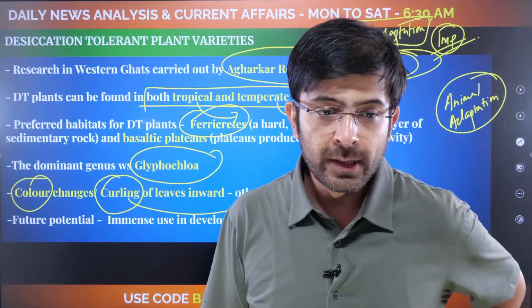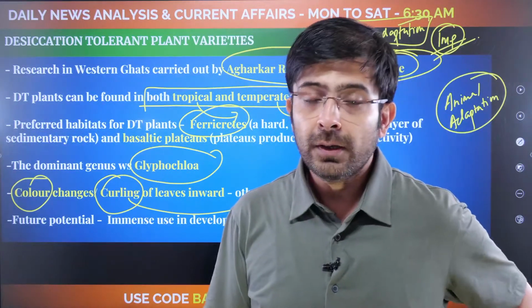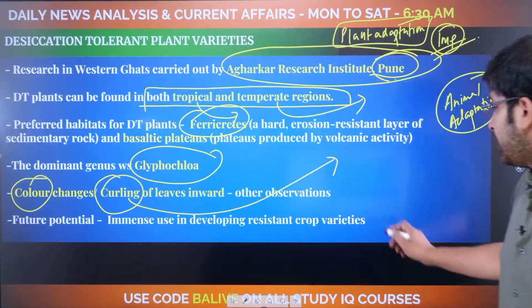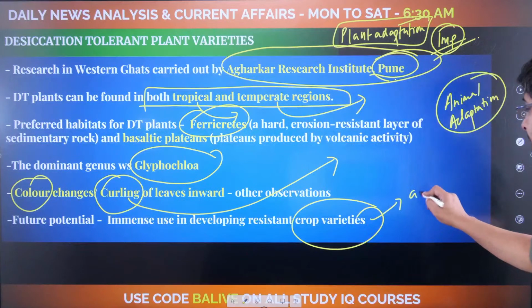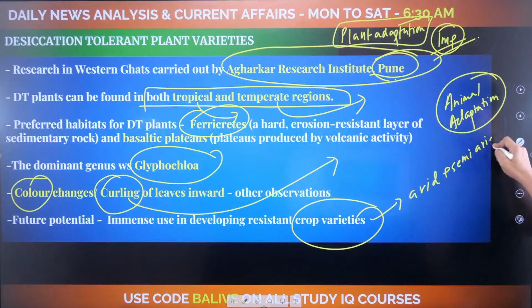Good call, guys. Socrates, Raghavendra. Correct. Tell me about an animal adaptation very quickly. All right. So future potential, obviously, crop varieties in arid and semi-arid areas, plus in the face of climate change.